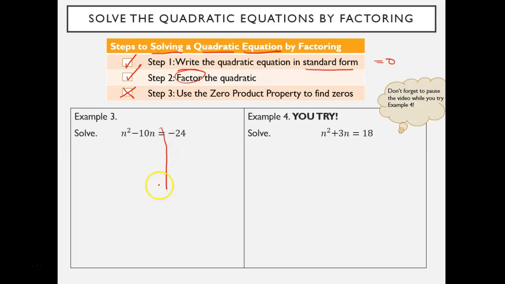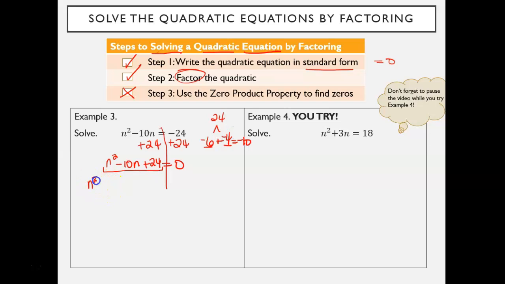So let's first ask ourselves, is this thing in standard form? It is not. I need to add 24 to each side to make that equal to 0. So now I have n squared minus 10n plus 24 equals 0. So that's step 1, writing that equation in standard form. Now step 2 is to factor, and that's just talking about factoring that trinomial. So we're doing a times c. We're looking for two numbers that multiply to be positive 24 and add to be negative 10. That gives us negative 6 and negative 4.